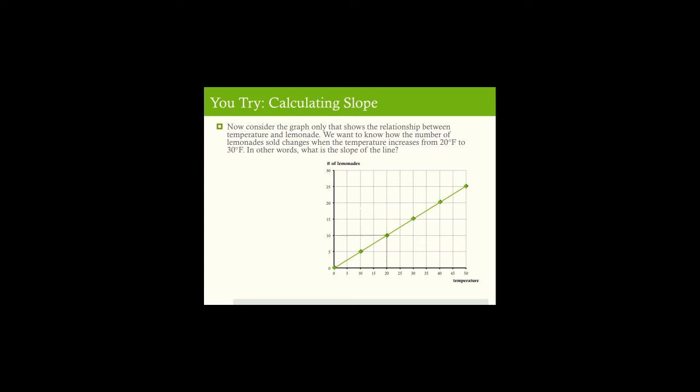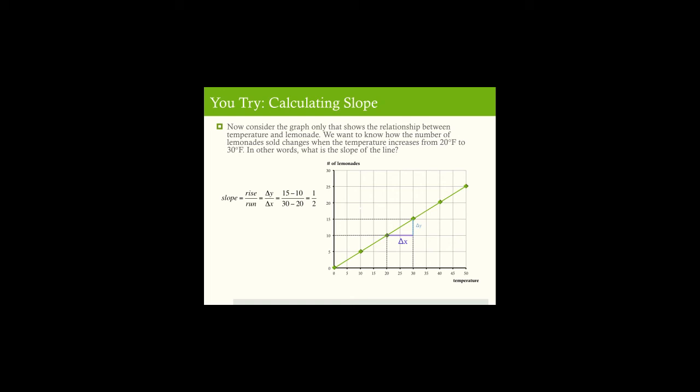So we know that when the temperature is 20 degrees, the number of lemonades sold is 10. And then when the temperature is 30 degrees, the number of lemonades sold is 15. Therefore, our change in x is going to be 30 minus 20, which is equal to 10. And our corresponding change in y is going to be 15 minus 10, which is equal to 5.